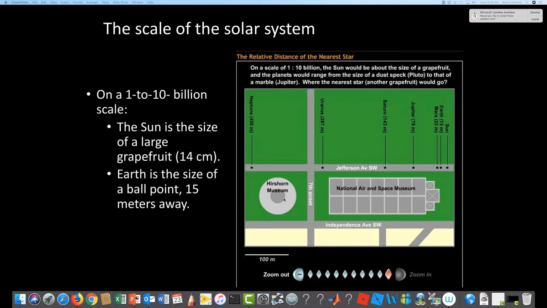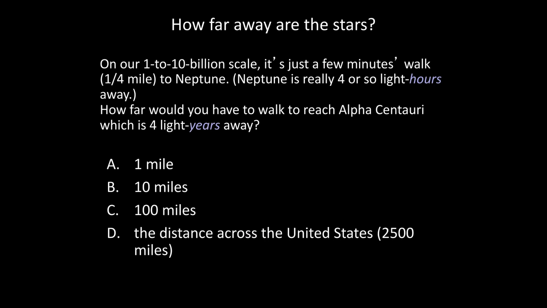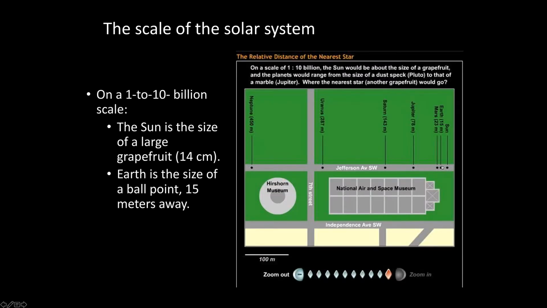Okay, so let's see. Let me go to the next slide here. All right, what about the next closest star to us if we think about this 1 to 10 billion scale? Remember, on the 1 to 10 billion scale, it's just about a quarter mile to Neptune, right? If you go back to the slide, this is about a quarter mile from the Sun out to Neptune.